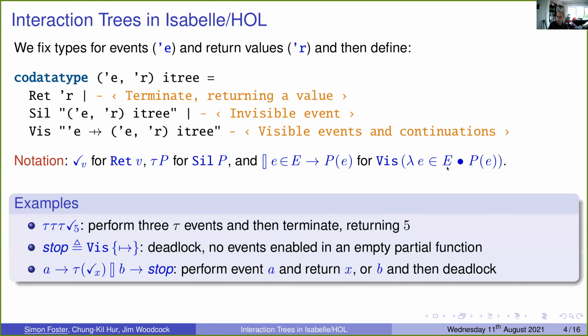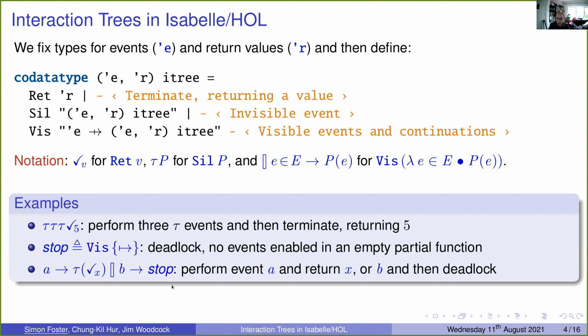Here are some examples of finite interaction trees. This interaction tree performs three tau events and then terminates, returning the value 5. This is a deadlocked interaction tree. It has a visible event, but the visible event function here is empty; it's an empty partial function. That's how we represent that. So no events are enabled, and therefore we are deadlocked.